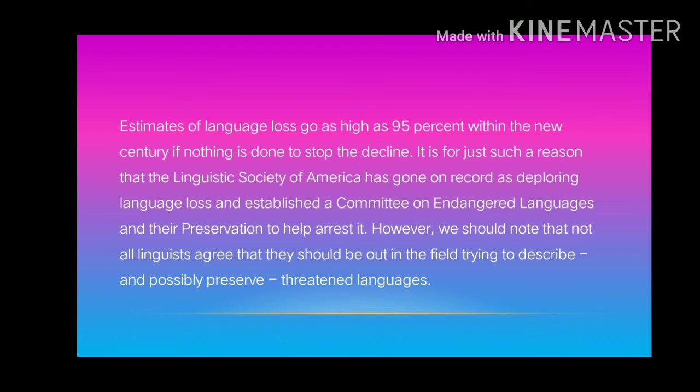So we can estimate that language loss could go as high as 95% within the new century if nothing is done to stop the decline. It is for just such a reason that the Linguistic Society of America has gone on record as deploring language loss and established a committee on endangered languages and their preservation to help arrest it. However, we should note that not all linguists agree that they should be out in the field trying to describe and possibly preserve certain languages.